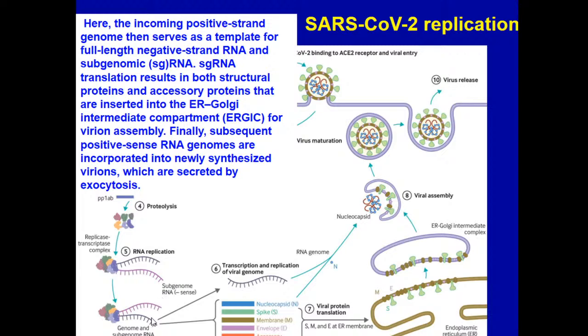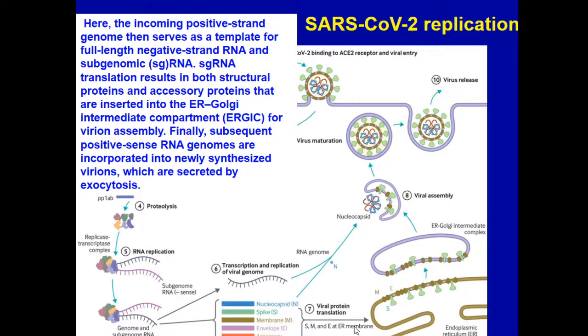And then subgenomic RNA will be transcribed into positive sense mRNA, and then will be sent for the proteins translation. You can see here viral proteins translation. So structural proteins and then a lot of non-structural proteins will also be translated.